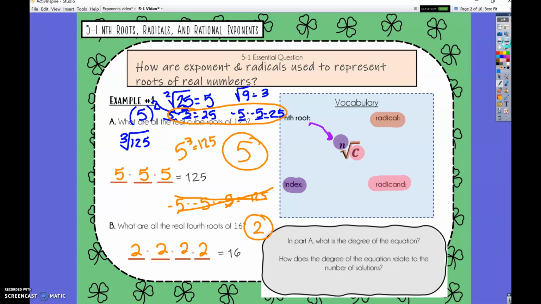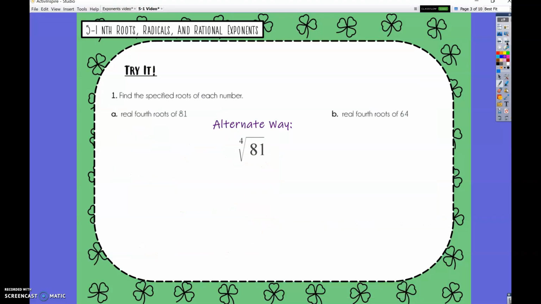Looking at the try it number 1, we can see, again, we have the fourth roots of 81. So you could be thinking what number times itself 4 times will make 81, and we could go that route. Another way to think about it is here, this fourth root of 81. You can see our radicand and our index and our radical there. We are using those vocab words.